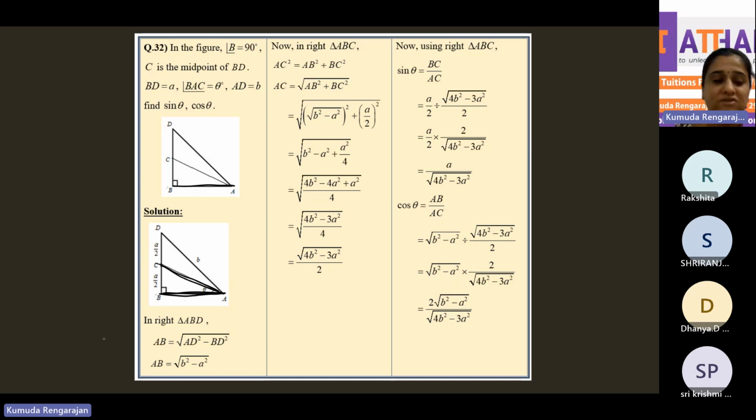AB we'll find using the whole right triangle ABD, because you know that this is A and this one is B. So you can find AB. And once you find AB in this small right triangle, you know AB and you know this one BC, and you can find this one using Pythagoras theorem.